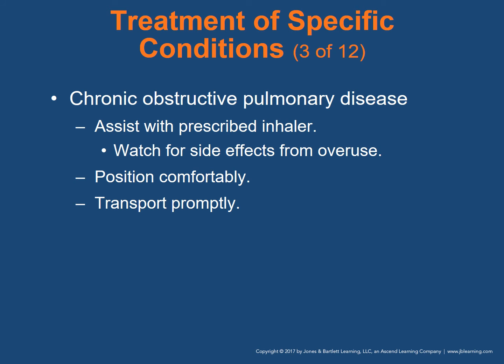Patient with chronic obstructive pulmonary disease, if they have a metered dose inhaler, I'm going to help them use it. I'm going to position them comfortably, and I'm going to transport. Notice this doesn't say oxygen. In reality, most of these patients are probably on home O2, and these are the patients we're going to keep at the level of oxygen they're prescribed. If they're still having difficulty breathing, you can bump it up 1 or 2. So if they're on home O2 at 4 liters nasal cannula, I would probably go 6 liters nasal cannula. But then I'm going to transport them to get them more definitive care.